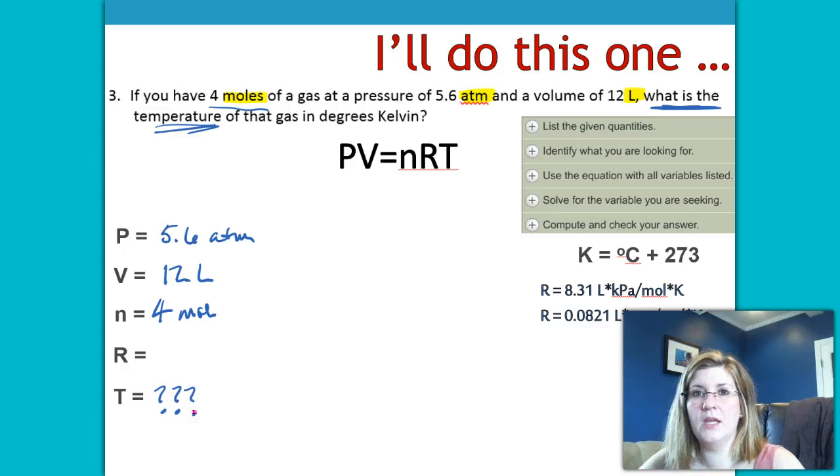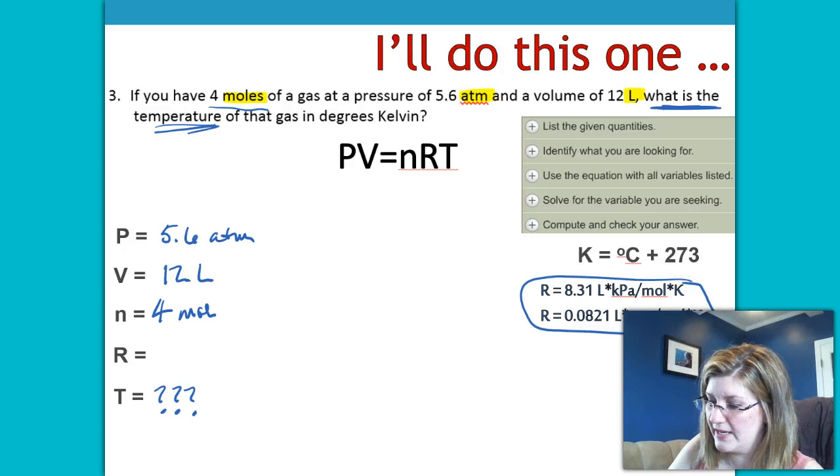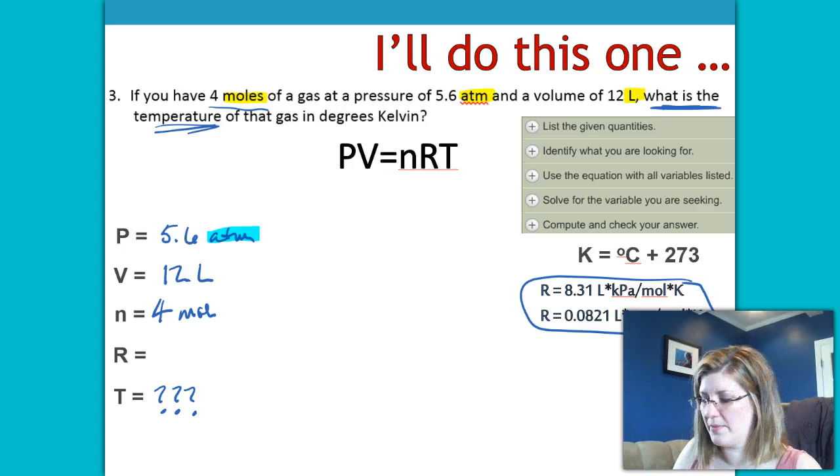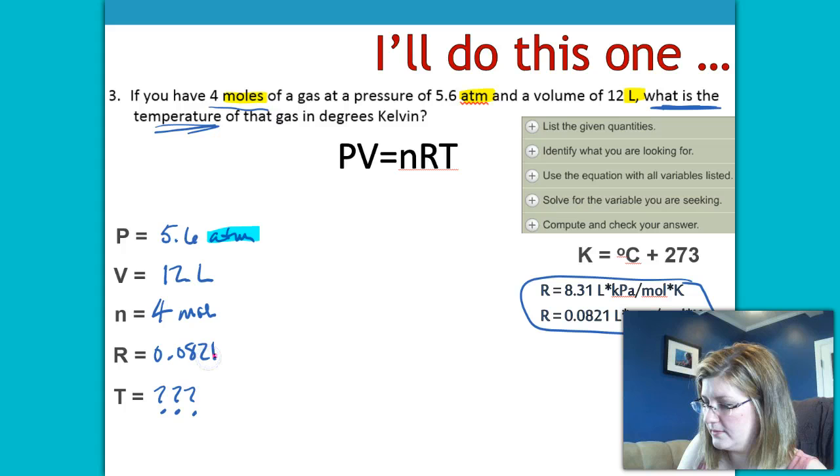That's our unknown. And we still don't necessarily know what R is, but R is a constant. So we're going to pick from one of these 2 guys over here. And again, we're going to have to look and see what pressure units we're using. And in this particular problem, we have atmospheres, ATM. So we're going to go ahead and use the R value that has ATM in it. And so that means our R value is going to be 0.0821 liter ATM per mole Kelvin. That's how we say that.